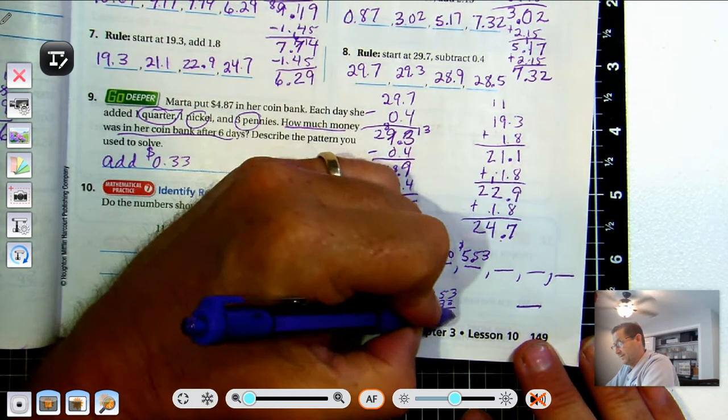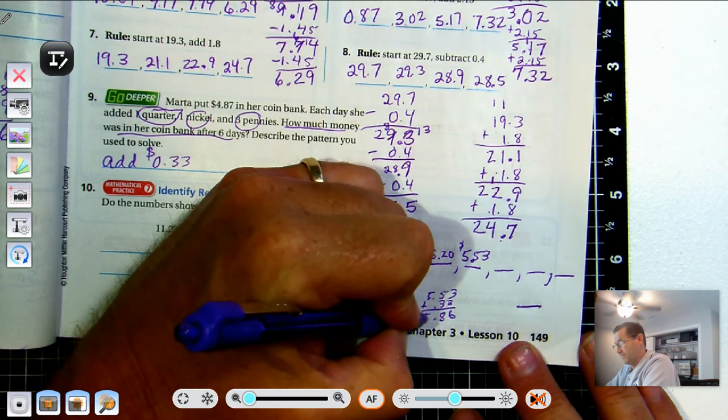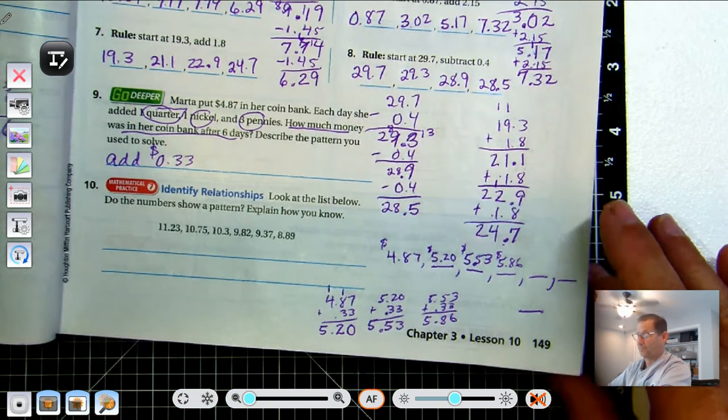Okay. Add 33 cents to that. 3 and 3 is 6. 5 and 3 is 8 tenths. Place the decimal and move to the ones. $5.86.